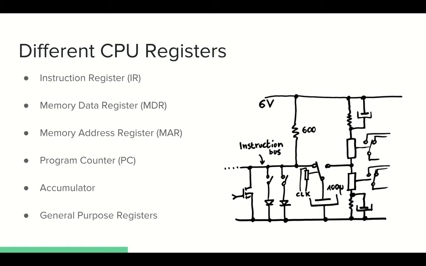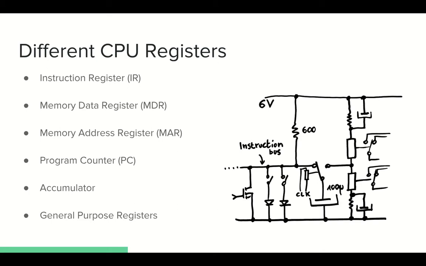The second one is the memory data register. The memory data register, also known as the memory buffer register or data buffer, holds the piece of data that has been fetched from memory. The third one is the memory address register, short for MAR. The memory address register holds the address of the next piece of memory to be fetched.